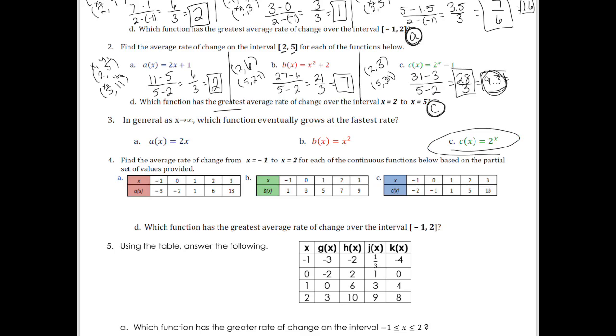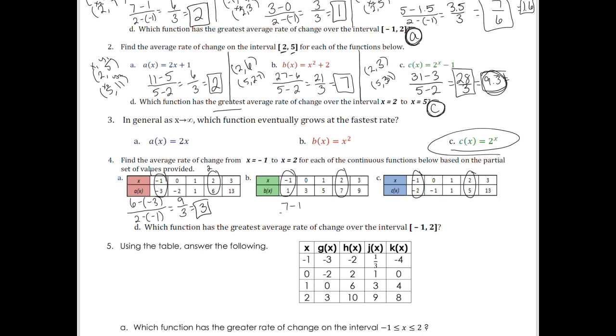Find the average rate of change from x is -1 and x is 2. So here's x -1, x 2, -1, 2. Those are the points I'm going to use. This is my first point, second point. So y2 minus y1 over x2 minus x1. So 6 minus -3 is 9 over 3, which is 3.